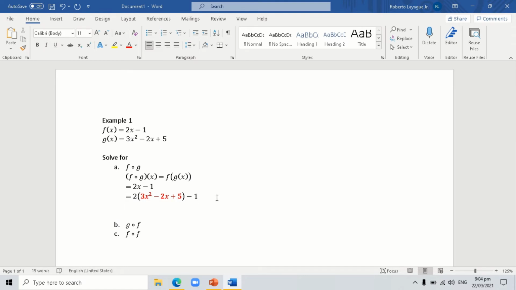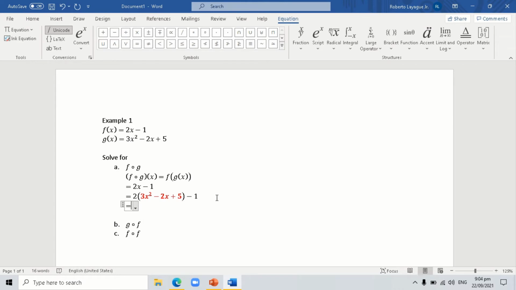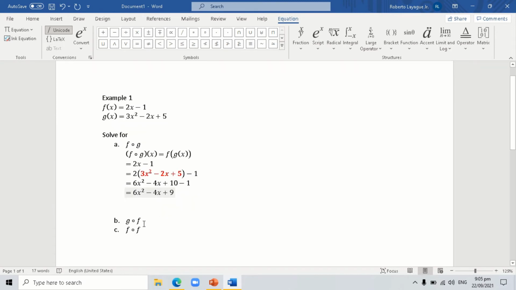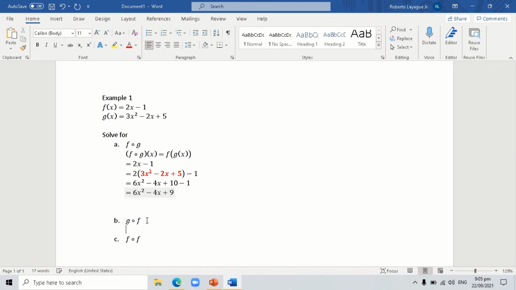Now, solving by distributive: 2 times 3x squared is 6x squared, minus 4x plus 10 minus 1. Simplifying that, we have 6x squared minus 4x plus 9. And that is our f circle of g of x. Okay, I think we're good with this one. Let's have another example.